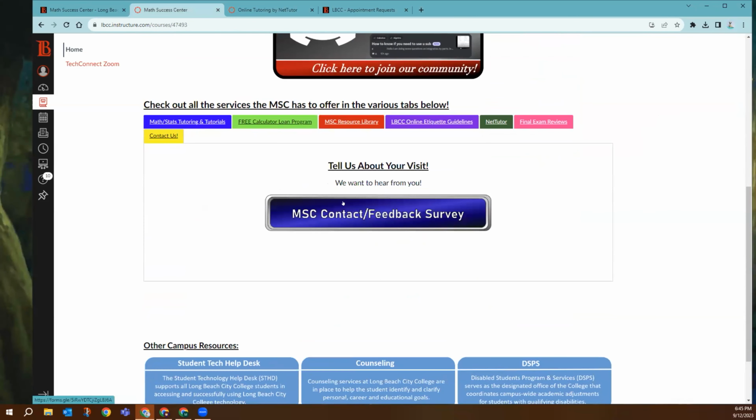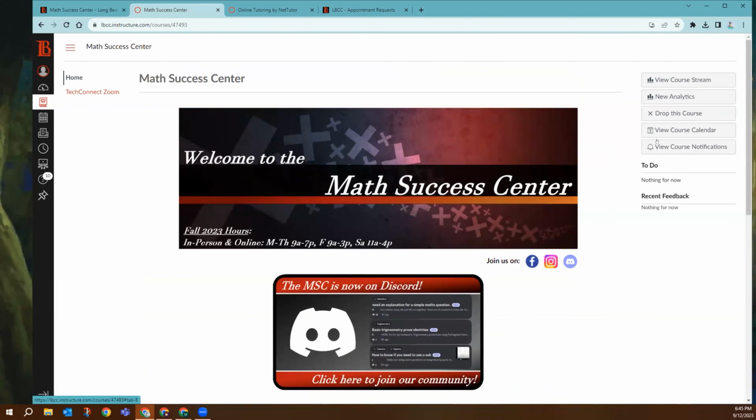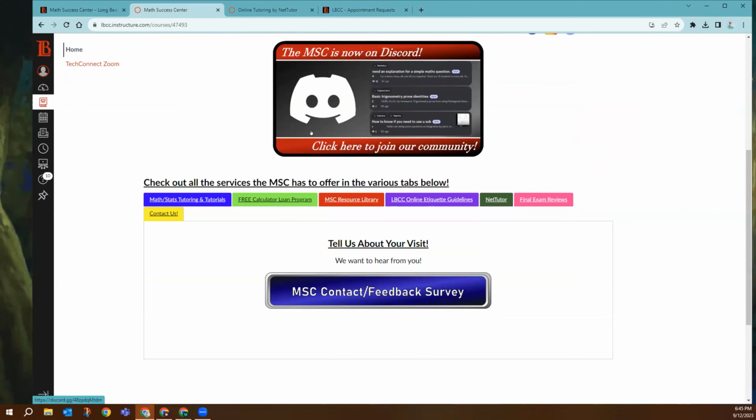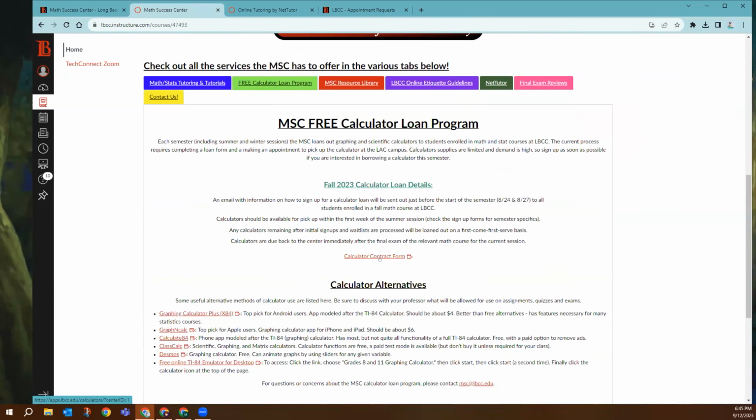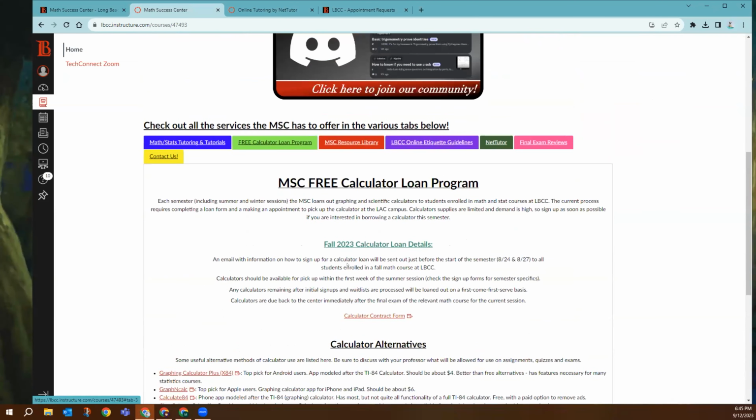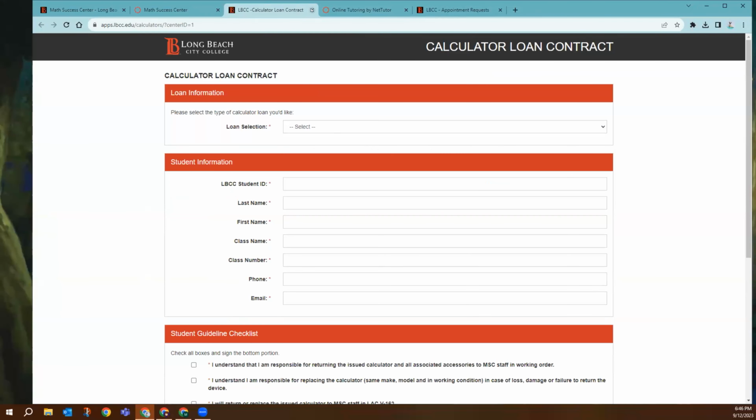Okay, we do have more contact links. And that's pretty much what's on the Math Center. Unfortunately, we're all out of our graphing calculators, but this would be the link to sign up for a contract. So just in case you need a scientific calculator or graphing calculator next semester, you know this would be the form that you need to fill out.